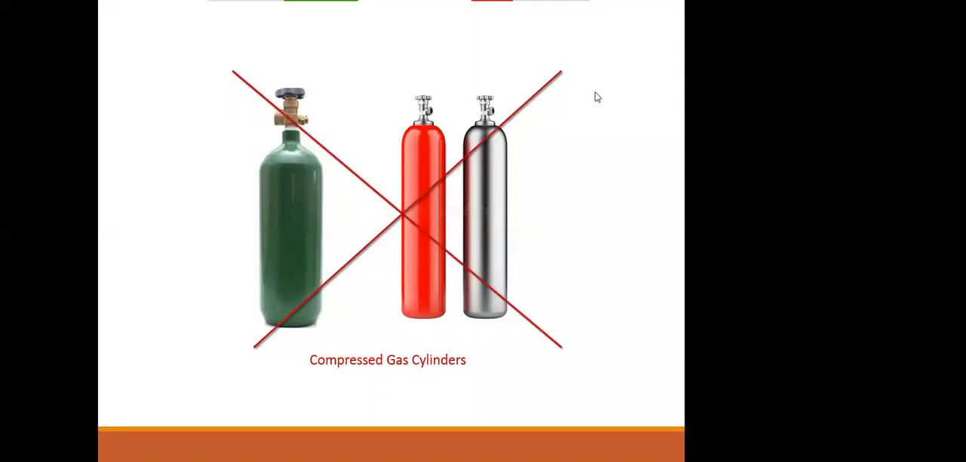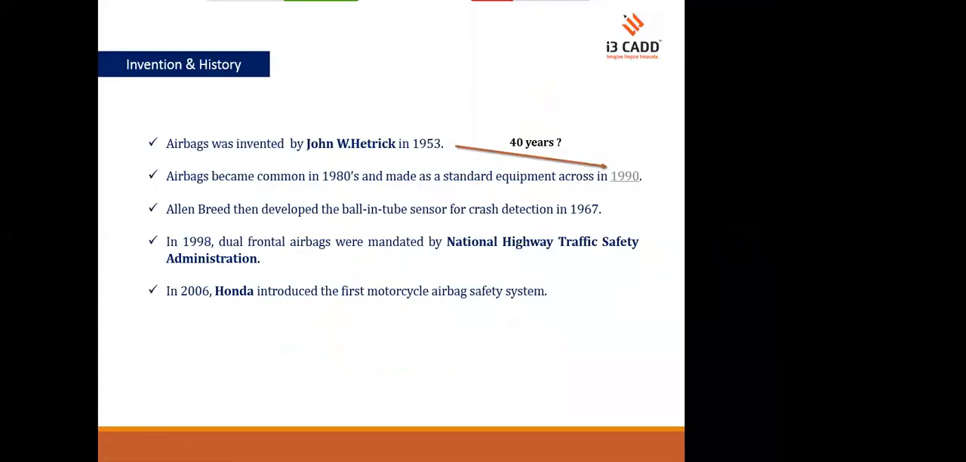Right? Okay. So, one of the two problems came to an end in the year 1967. Yes. After 13 years, another scientist named Allen K. Breed developed the ball in tube sensor for crash detection. So with the introduction of this ball in tube sensor, the problem with crash detection came to an end in the year 1967. And one more thing, this introduction of the ball in tube sensor was the biggest breakthrough in the history of airbags. Right? So we will discuss the construction and working of this ball in tube sensor in the upcoming chapters.